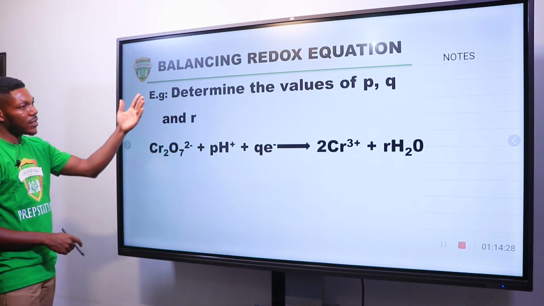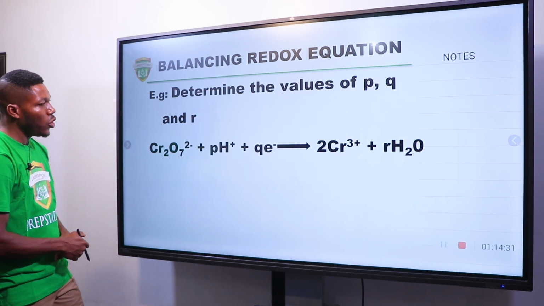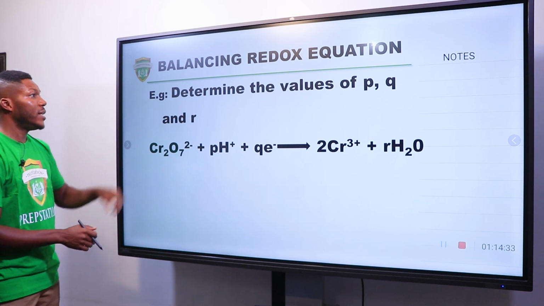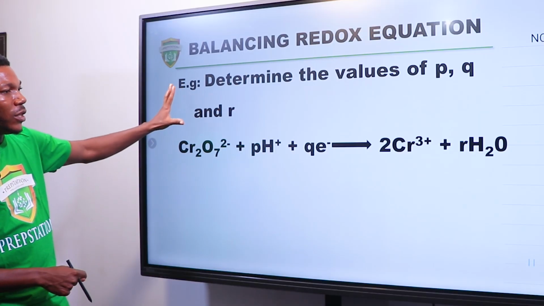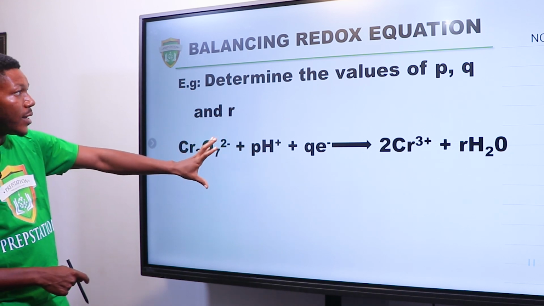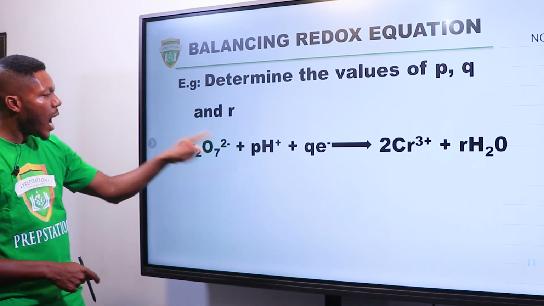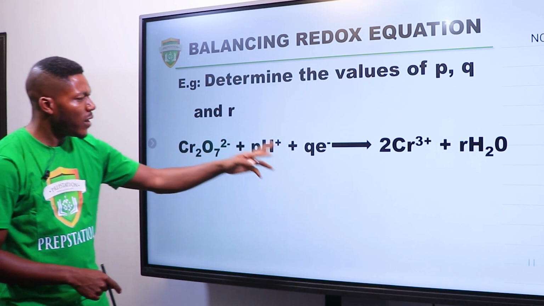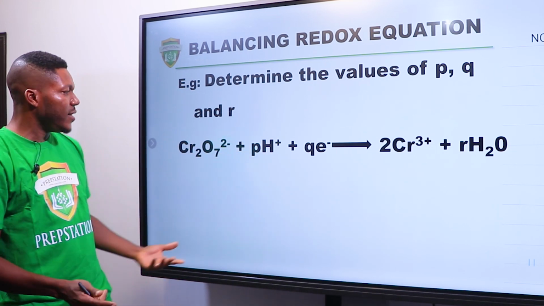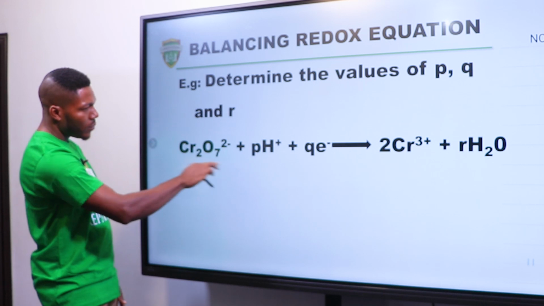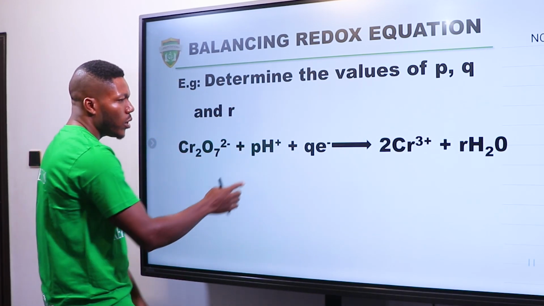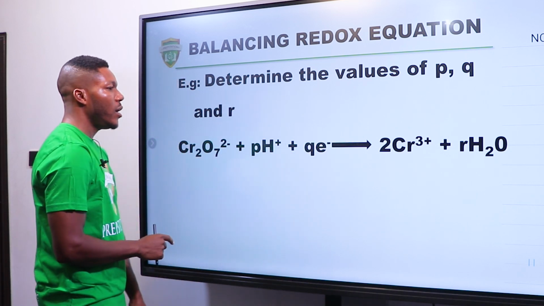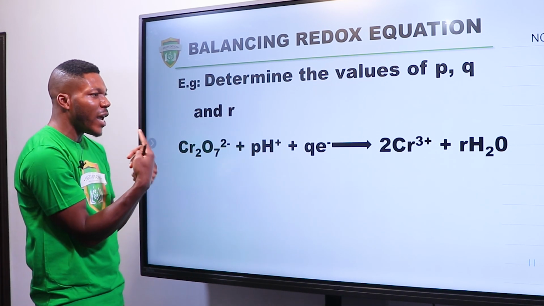This is like a classwork in which I know you know what the answer is. Determine the value of P, Q, and R. This is how the question comes in OBJ or in JAM exams. So your work is to look at what is the value of P, what is the value of Q, and so on and so forth. So it's easy. At this point, you should know what P is. You should know what Q is. Is that okay?